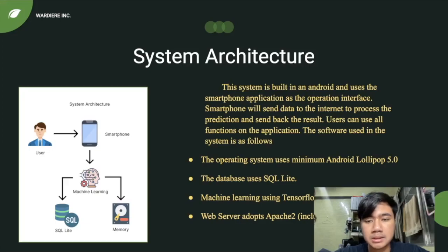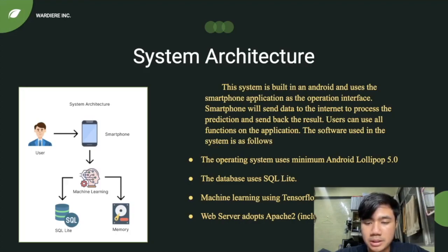Next, for the system architecture, the system is built in Android Studio and uses the smartphone application as the operation interface. The smartphone will send data to the internet to process the prediction and send back the result. Users can use all functions on the application.